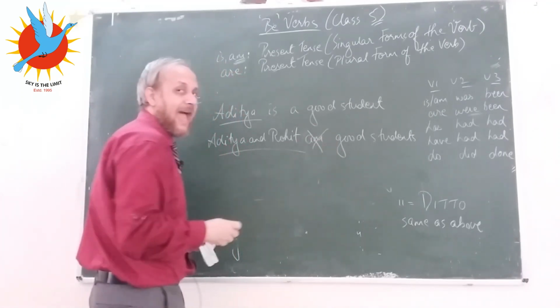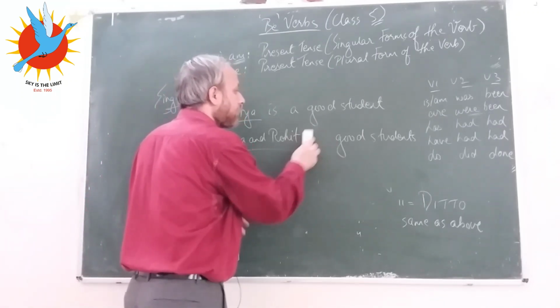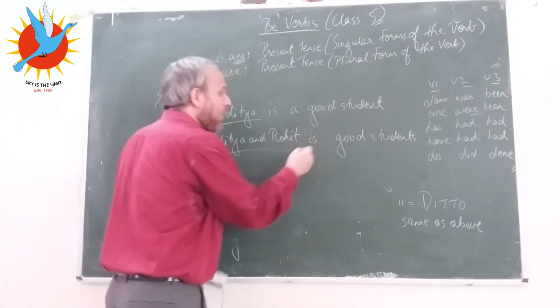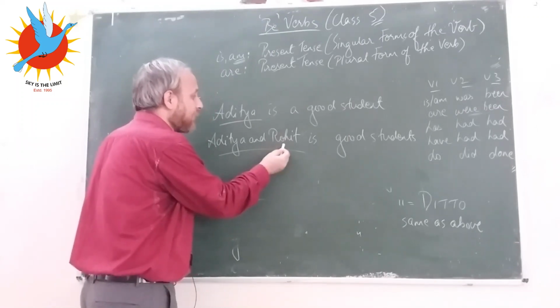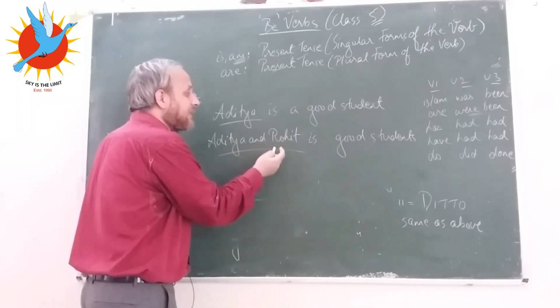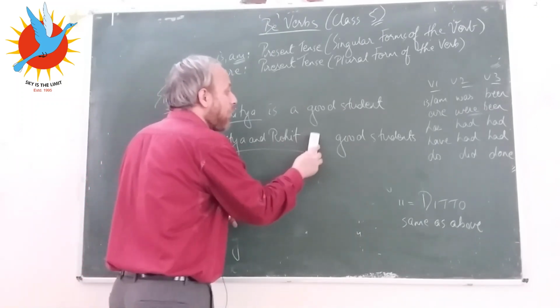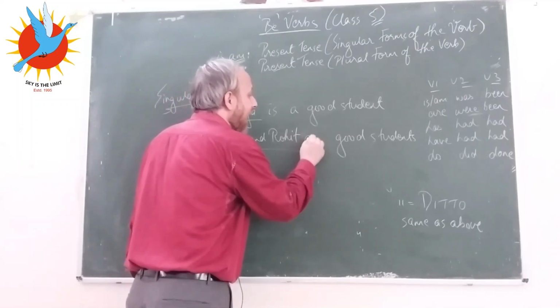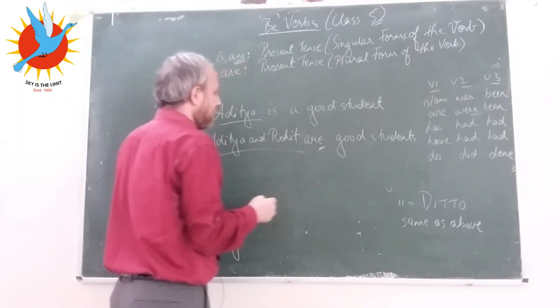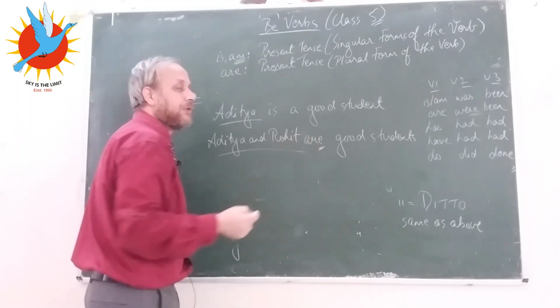No, I cannot use am. Okay, can I use is here? No, I cannot use is. Why? Because the subject is plural. So if the subject is plural, I have to use the plural form of the verb, and in this case, I will use are. Aditya and Rohit are good students.